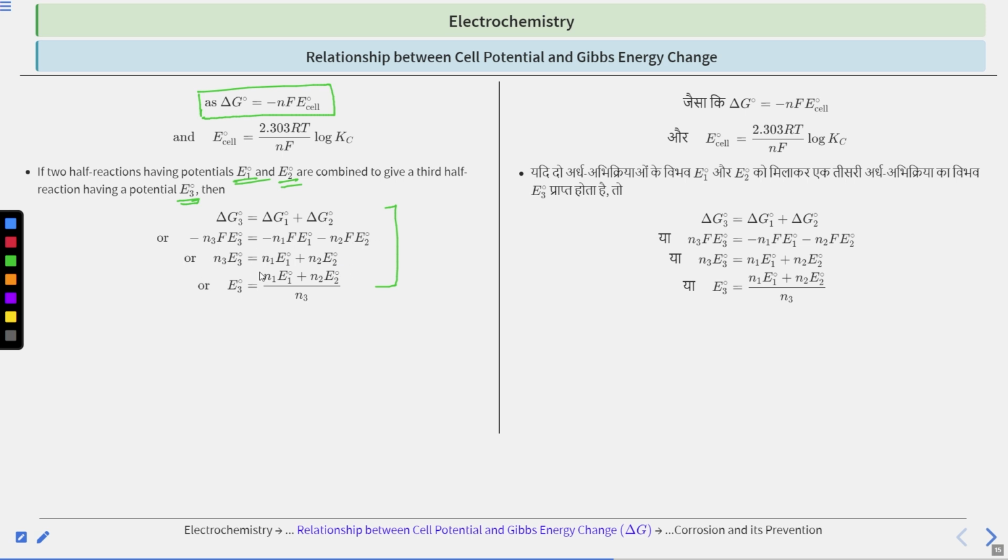n3E3° is equal to n1E1° plus n2E2°. Right, F is common, F is constant, so it will cancel out. And E3° for the third reaction is coming out as n1E1° plus n2E2° divided by n3.